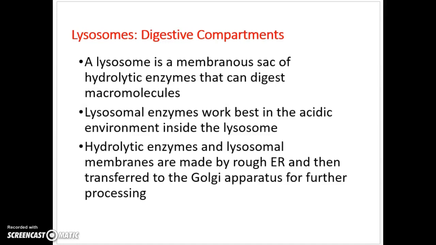Another type of vesicle is a lysosome that has a very specific job. So a lysosome is a phagocytic organelle, or actually not really an organelle even, a phagocytic vesicle. It will engulf something and digest it.